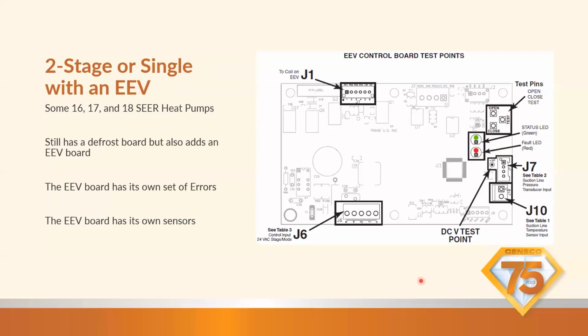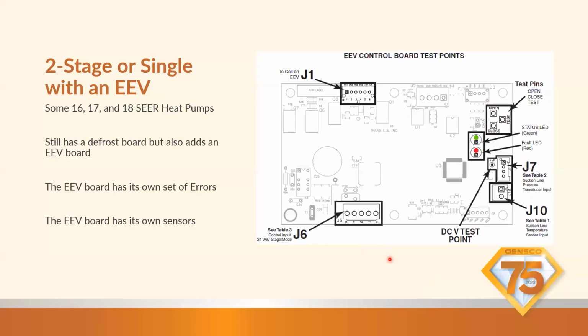It's got its own set of error codes, completely different. So I want to make sure that when you look at your defrost board versus your EEV board, you're looking at the correct set of error codes. And a lot of people get them mixed up. They'll get a defrost board and look at the EEV errors, or get an EEV error and look at the defrost control board errors. So make sure you're looking at the right board for the right error codes. They are two sets of error codes for two different boards.